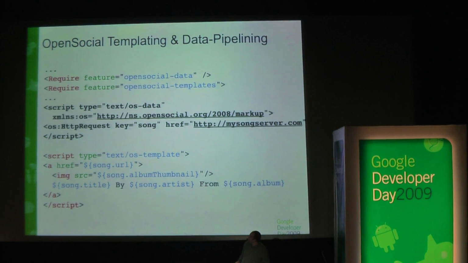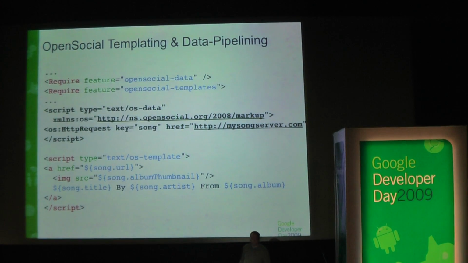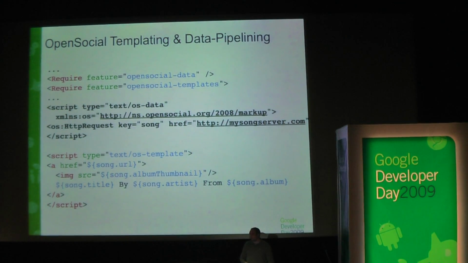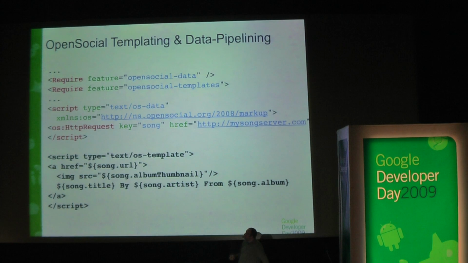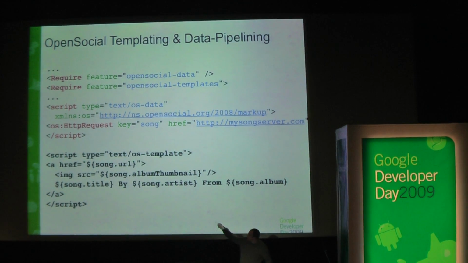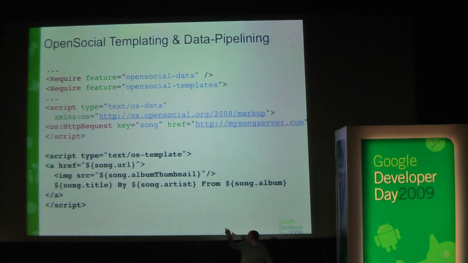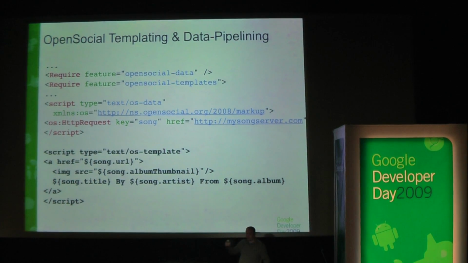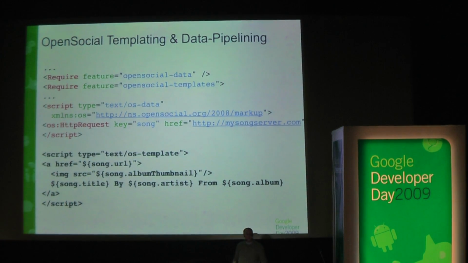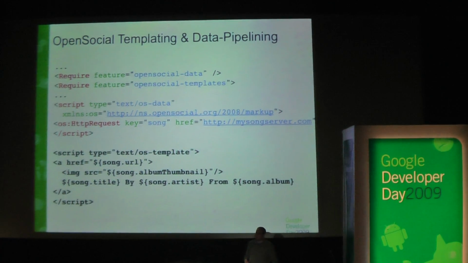The information we want is, in this case, we're going to do an HTTP request to our own server, and we're going to download songs. And in the next step, we're going to use the information that's returned by it, and we're going to say, hey, this is a song URL, I want to show the album thumbnail, etc. So you can take the data that's generated by the data definition and use it in a templating form.